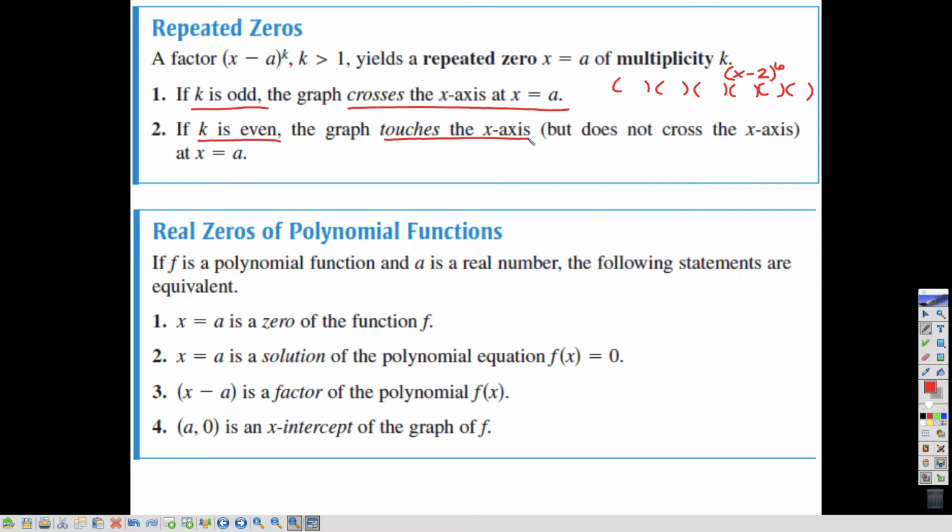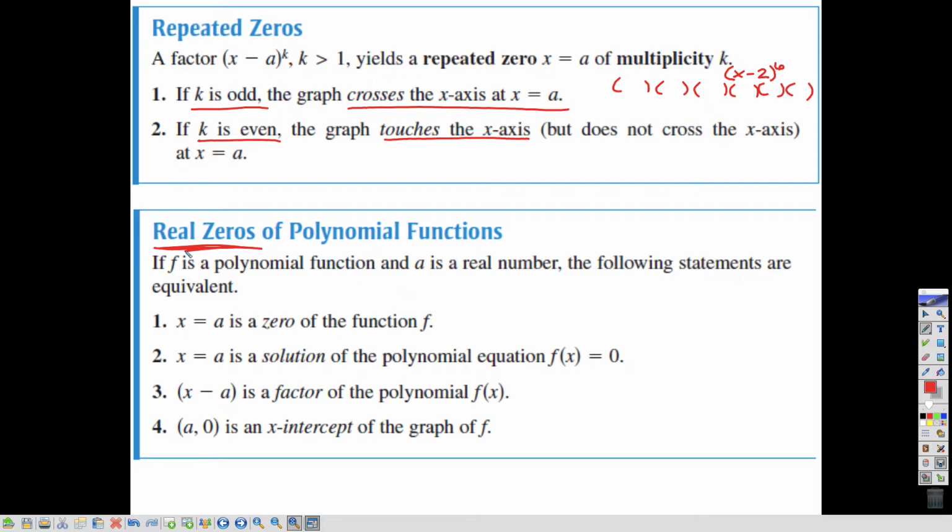No. Okay, so real zeros of polynomial functions. Real zeros, not imaginary. We will deal with imaginary numbers soon. Okay, but right now when we graph something, it's important to know, yes, it's imaginary, I can't graph it, but we want to graph the real zeros. So, if f is a polynomial function and a is a real number, the following statements are equivalent. All these are the same. I've said them over and over and over. Solutions, x-intercepts, zeros, all the same thing, haven't I?